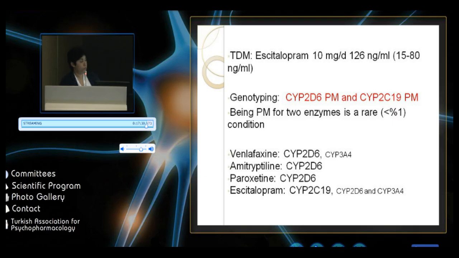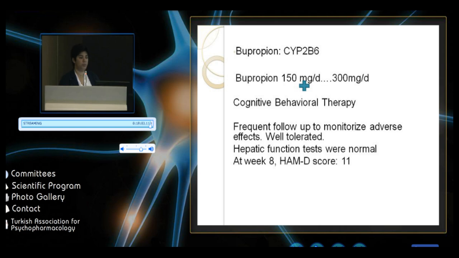She was on 10 milligrams of escitalopram, but the blood concentration levels were found to be very high, 126 nanograms. Then we did genotyping on this patient, and 2 enzymes were found to be poor metabolizers. This is seen at very rare rates within this population, less than 1%. And the drugs that we administer to this patient are 2D6 and 2C19. And these drugs use these 2 pathways actually.